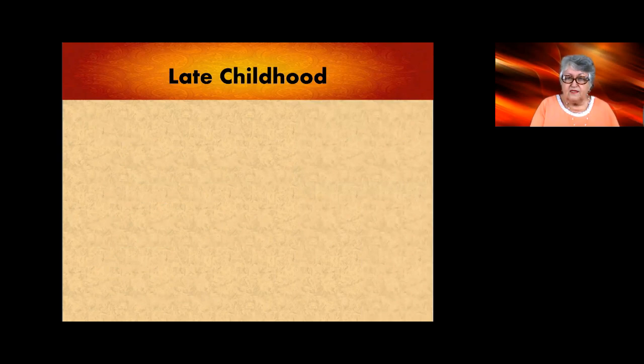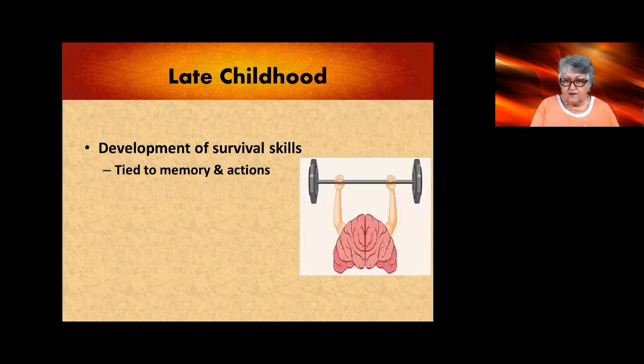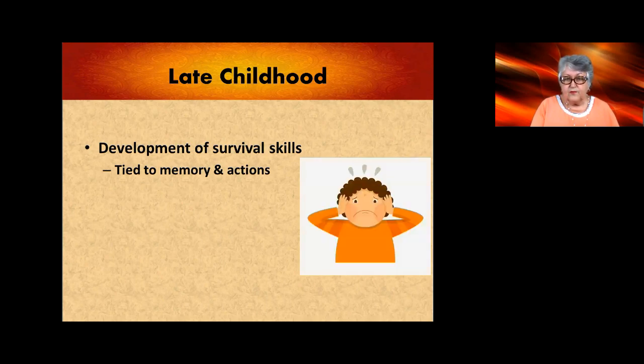Orange personalities develop in late childhood. And they come across as the development of survival skills. And these can be tied to memory and actions. We call this muscle memory. It is a learning experience that is bound into the very being of the way in which we carry ourselves and the way in which we enact our actions when we are faced with a particular issue to be resolved.